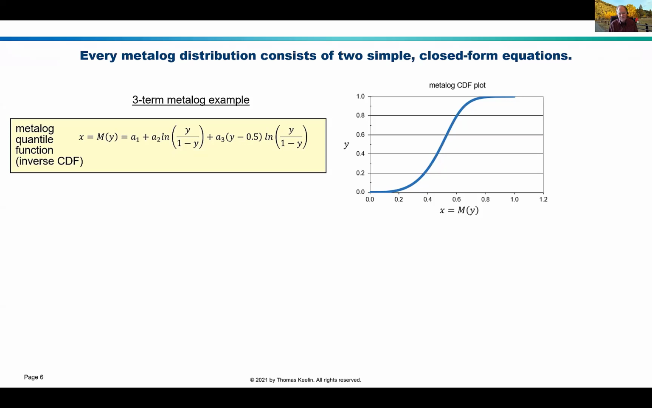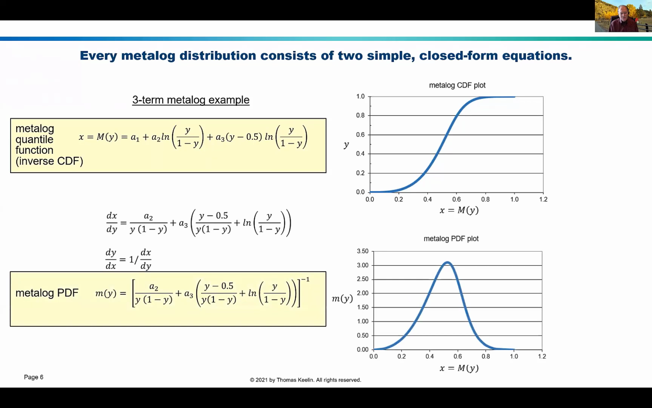The first is the quantile function that I just showed you. I'm using here as an example the 3-term Metalog quantile function, but this is true for any number of terms. If you simply differentiate that equation with respect to cumulative probability y, you get dx dy. And if you take the reciprocal of that quantity, you've got dy dx, which is by definition the probability density function, PDF. So every Metalog distribution not only has a closed form quantile function, but also a closed form PDF that's a function of cumulative probability y.